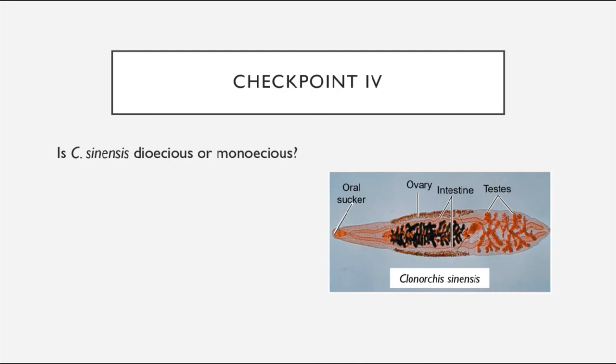So in this checkpoint, we're going to take another look at C. sinensis, which is the fluke that we previously saw. Tell me, based on looking at its anatomy here and the labels on the image, is this a dioecious or a monoecious type of fluke?